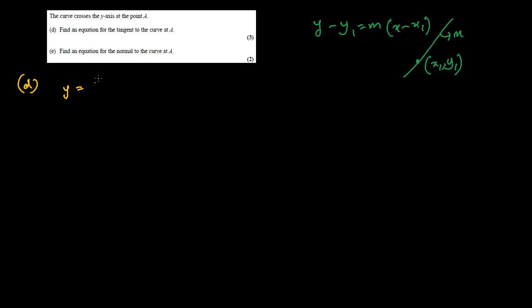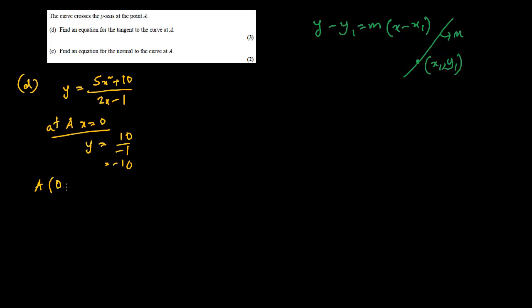So at the point A, let's write this down. We have y equals (5x squared plus 10) divided by (2x minus 1). It doesn't really matter what the equation is. Ultimately the logic is the same. So at A, x equals 0 because it's on the y-axis. So y equals 10 divided by minus 1, which is minus 10. So A has coordinates (0, minus 10).